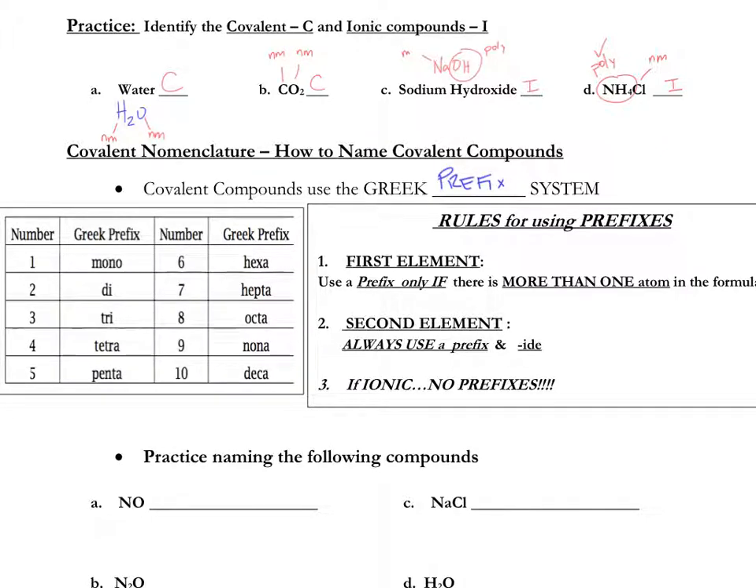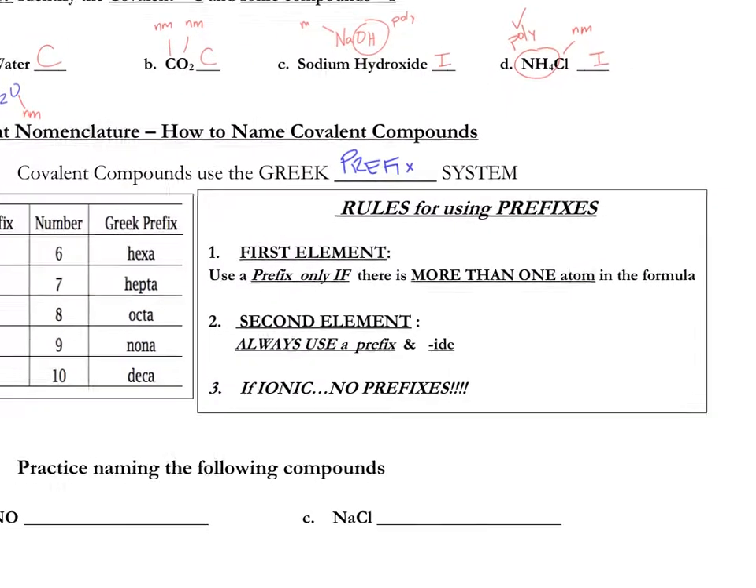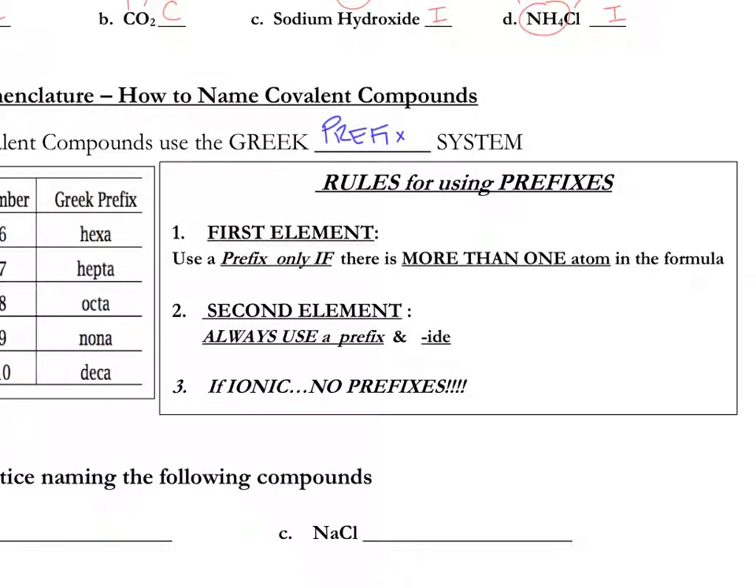All right, so these prefixes here are what we're going to use to name our compounds. You look over here on the right, there are 3 rules. Our first rule says that for the first element only, I'm going to use a prefix only if there is more than one atom in the formula. Okay, we're looking at the first element only. So in the first element in a compound, if there's one, then it does not need a prefix. If there's more than one, then it does need a prefix, and I'll look at some examples.